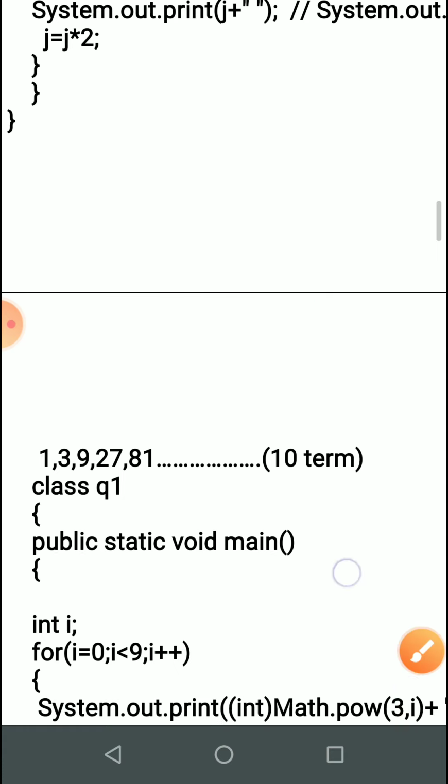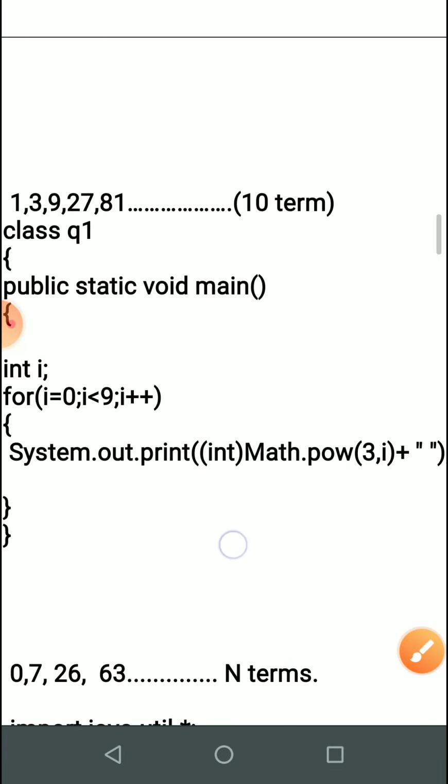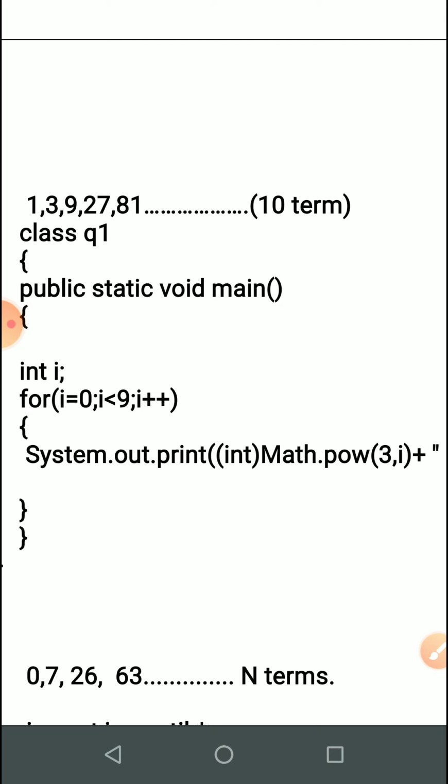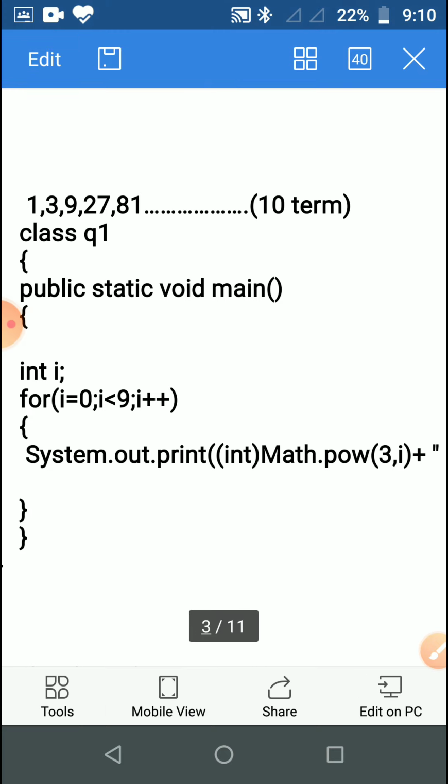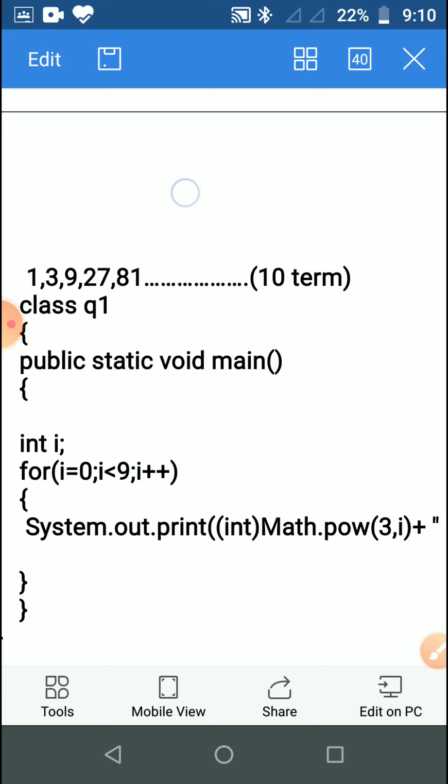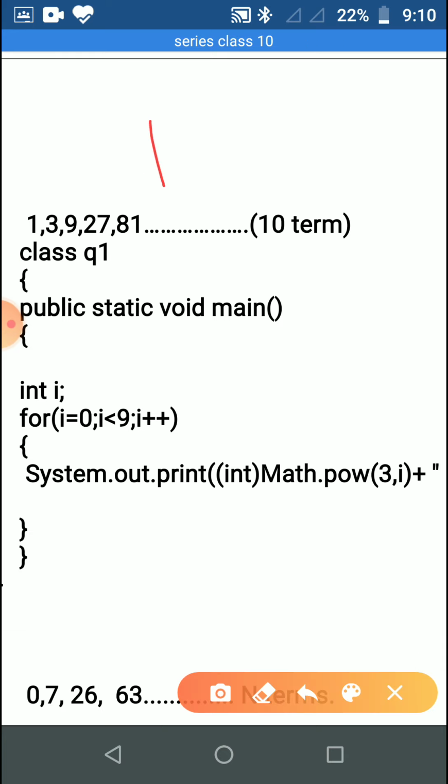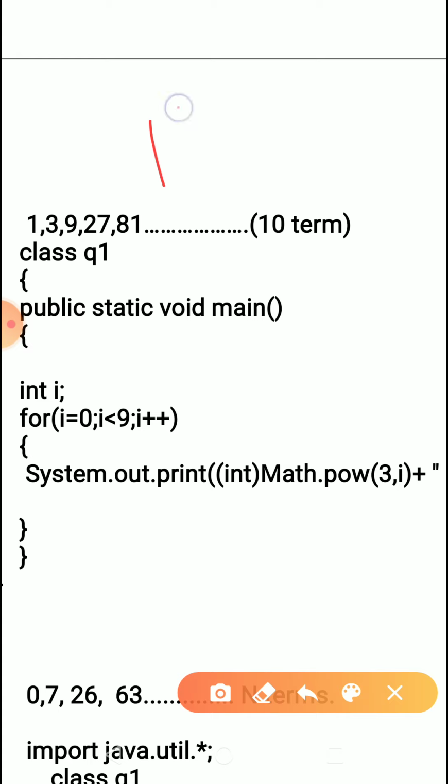The logic applied here is that I have taken the value of I as 0. So pow 3 to the power 0 will be 1. When I becomes 1, it will be 3 to the power 1, which is 3. When I becomes 2, 3 square is 9. When I becomes 3, 3 to the power 3 is 27. And here int explicit type conversion is done just to convert this into integer, as the pow function returns double type of value.